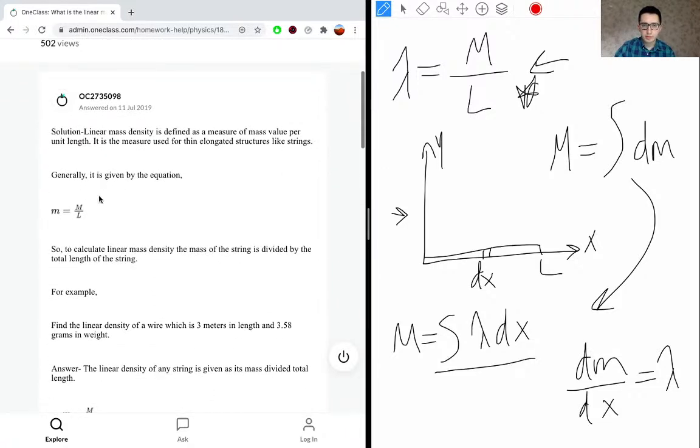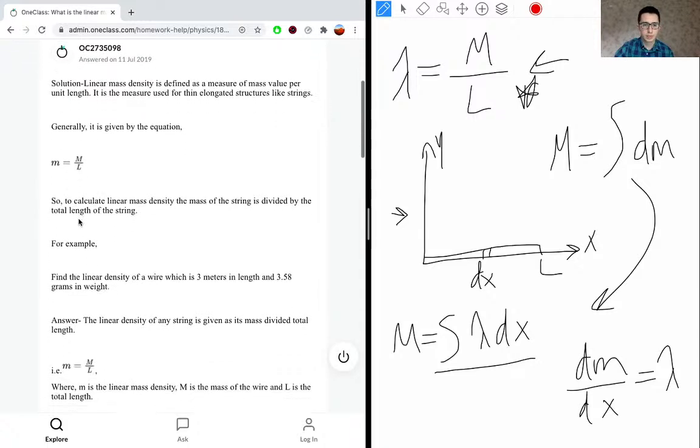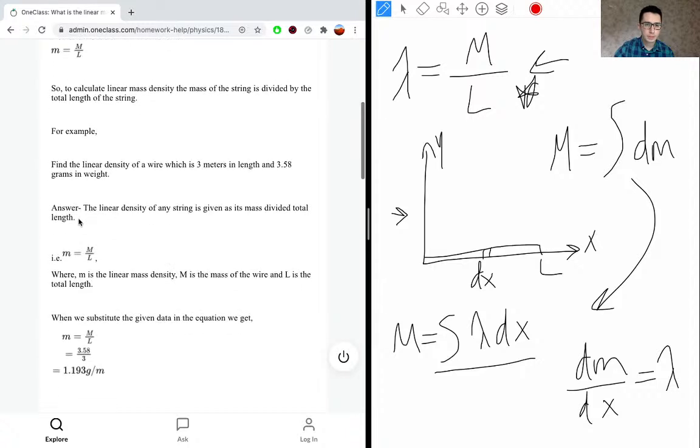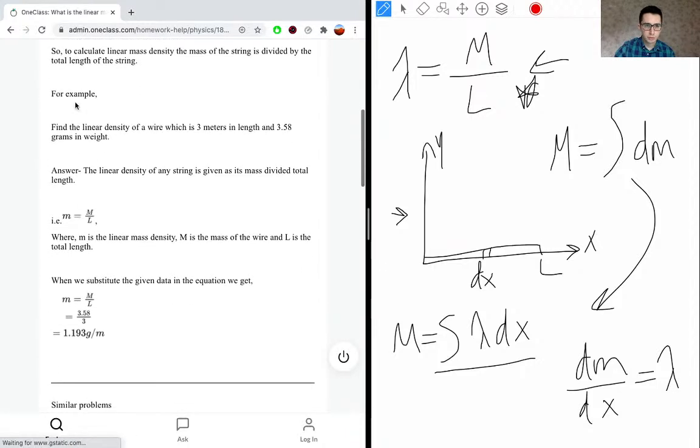So here they use different variables. They use lowercase m for lambda, uppercase m for mass, lowercase l for length for the attempted solution. So find the linear density of a wire which is 3 meters in length and 3.5 grams in weight. Here you see, you just substitute in the values and you get the linear density in grams per meter.